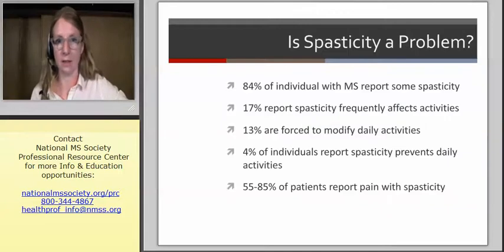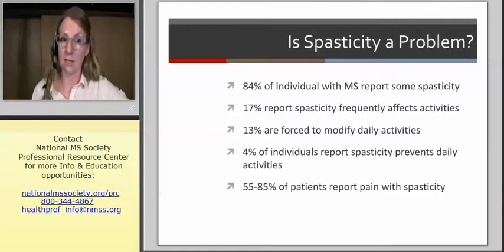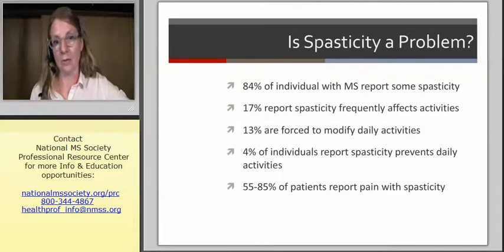Okay, is spasticity a problem with MS? This is where it gets a little bit tricky sometimes. 84% of individuals with MS report some spasticity. 17% report that it affects activities. 13% are forced to modify daily activities. 4% report that it prevents daily activities.